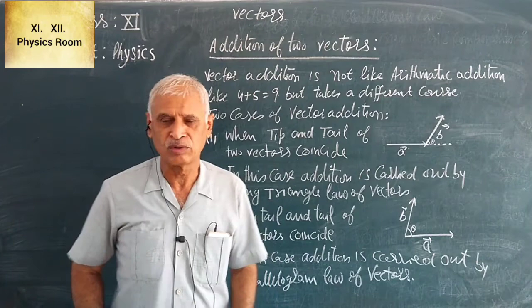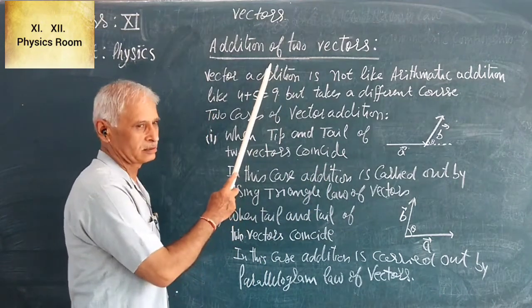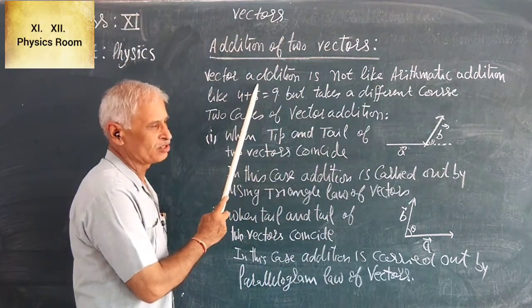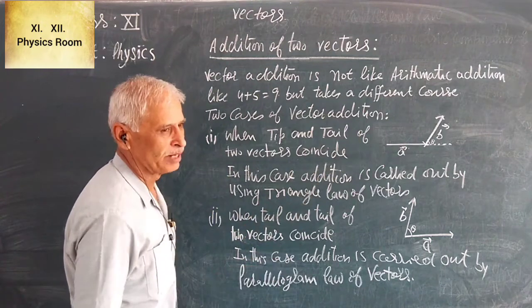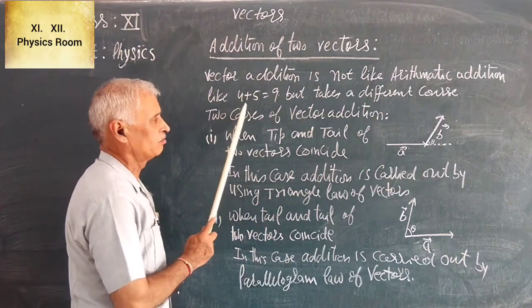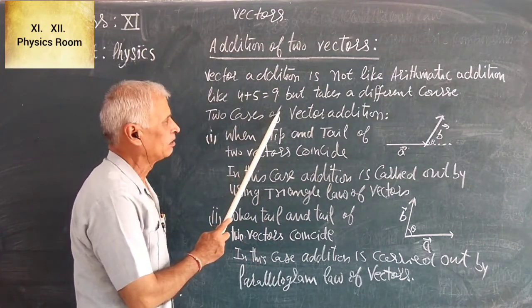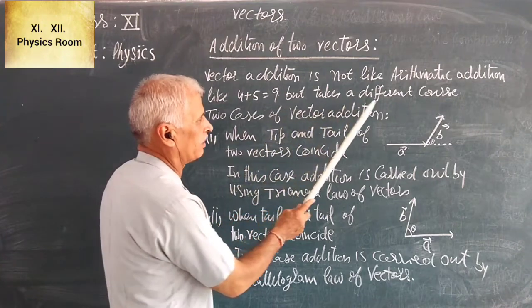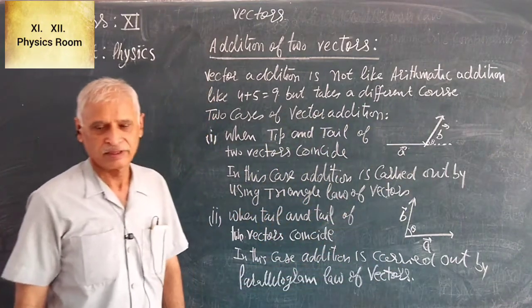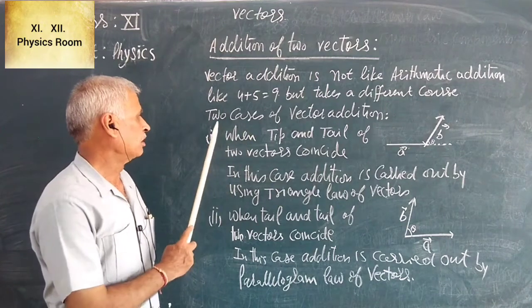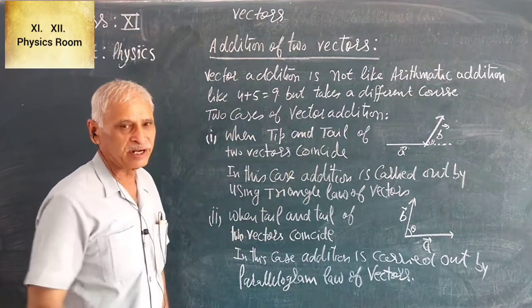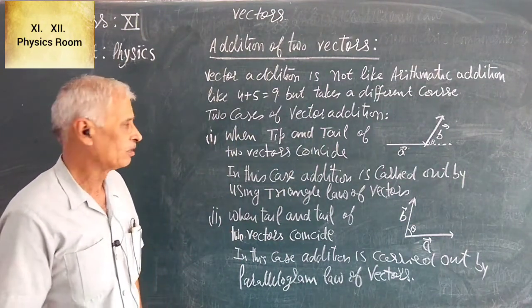Now we come to addition of two vectors. Vector addition is not like arithmetic addition like 4 plus 5 equal to 9, but takes a different course. There are two cases of vector addition we have to deal with.